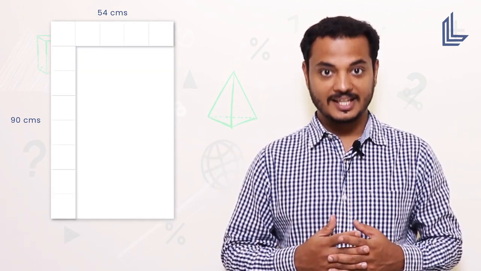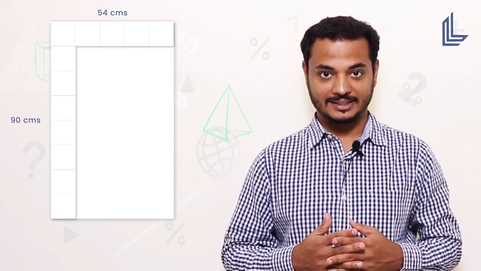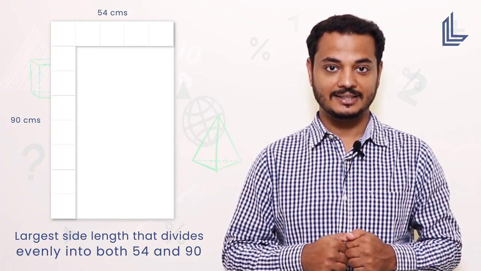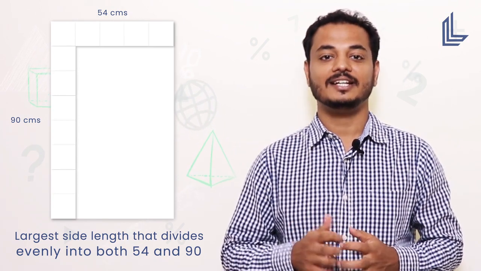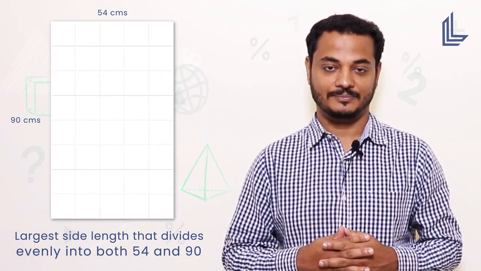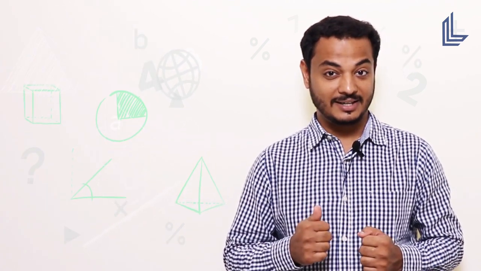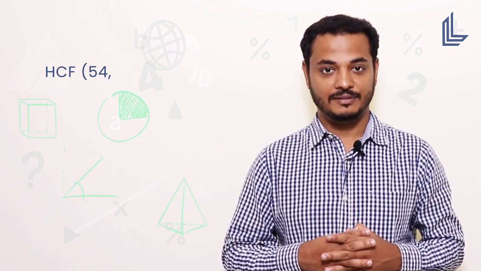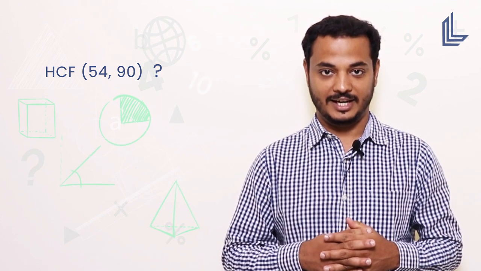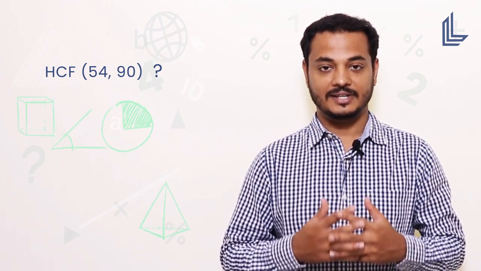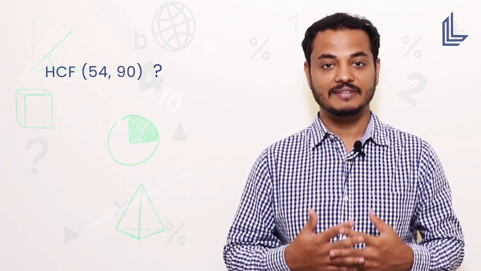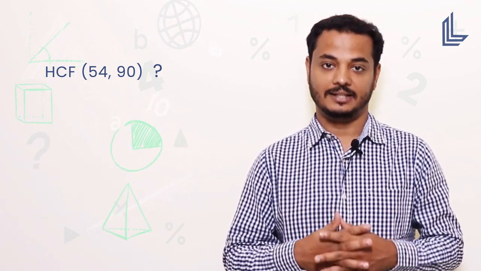And we are asked to find the dimension of the largest possible square. This means he has to choose the largest possible side length that will divide evenly into 54 and 90. Now, does this statement ring any bell? Yes. It is the HCF of 54 and 90 that we need to find, because HCF is the largest number that will divide evenly into 54 and 90.